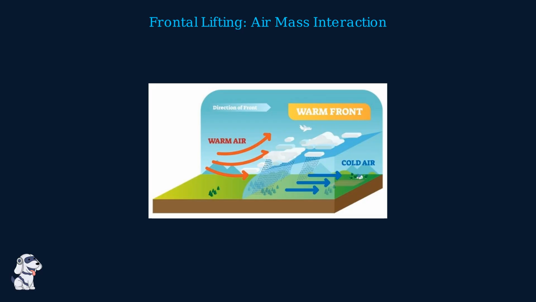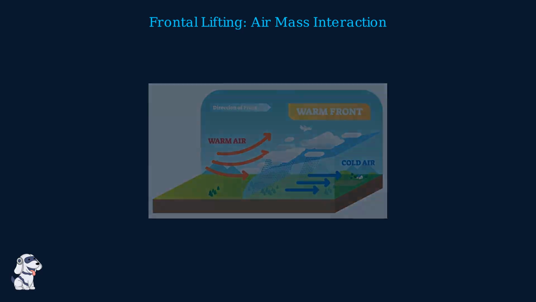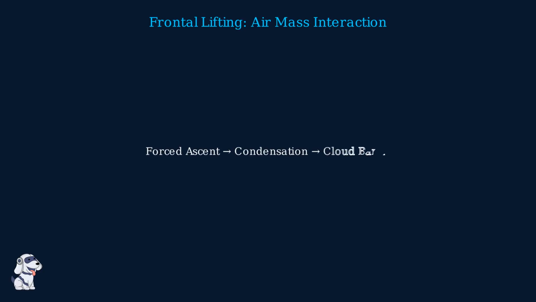Conversely, in a warm front, the warm air gently slides up and over the retreating cold air mass, producing a more gradual ascent and wider cloud bands. As the air is forced to rise, it cools adiabatically, reaching its dew point and condensing into clouds. This forced ascent is a powerful cloud-building mechanism, resulting in the extensive cloud bands associated with storms.